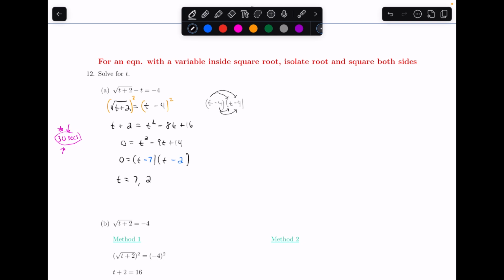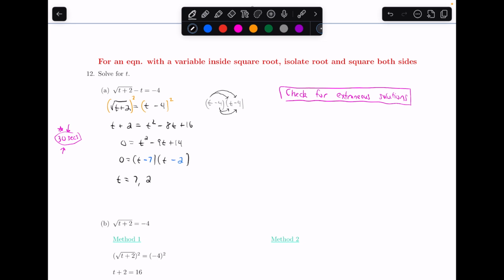Okay, so we got these. It turns out that when we have an equation with a variable inside of any type of even root, like a square root, a fourth root, or a sixth root, we have to check for extraneous solutions. I'll talk about why in just a couple of minutes, but for right now, let's do the check.